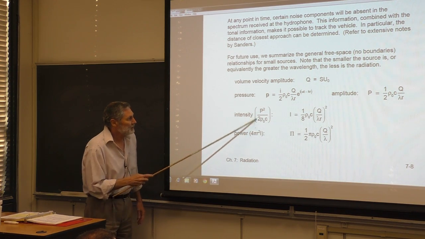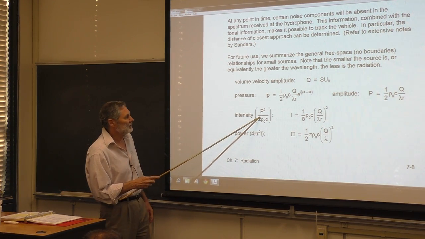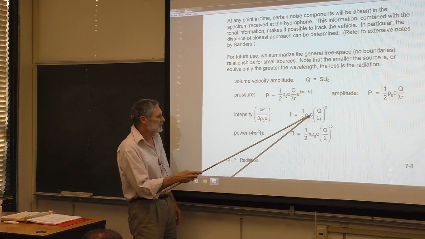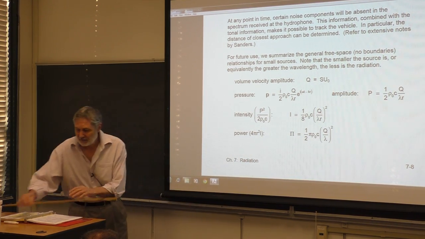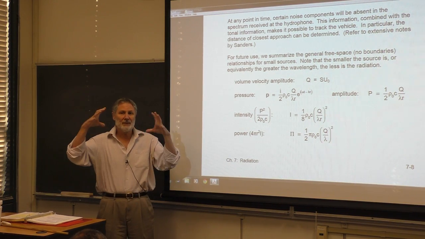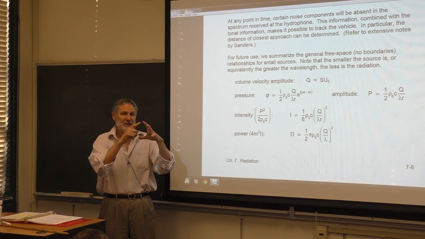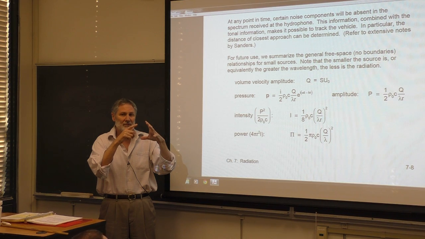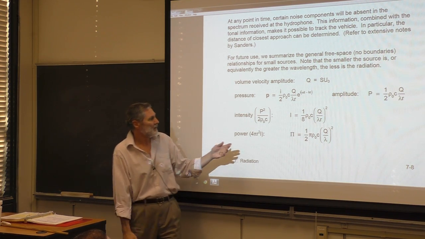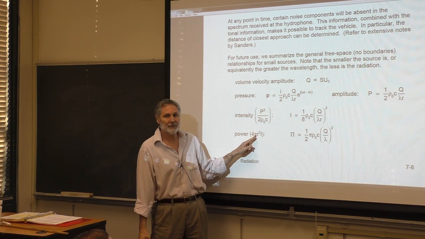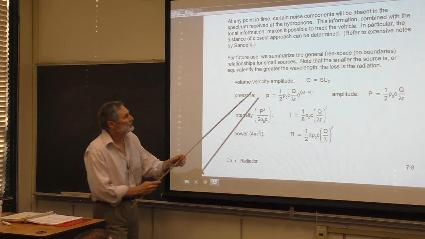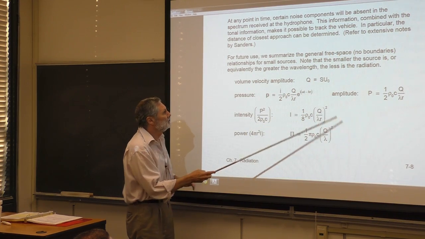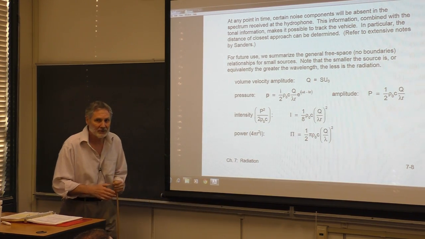The intensity, which is given by this, if we put it in terms of the source strength, it's equal to this. And here's the power. For an isotropic wave, the power is very simple. It's just the intensity, the power per unit area, times the area, which is 4 pi r squared. KFCS calls these the free space relationships. There are no boundaries here. That's what it means.